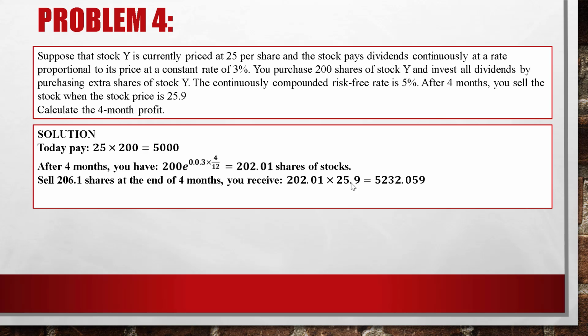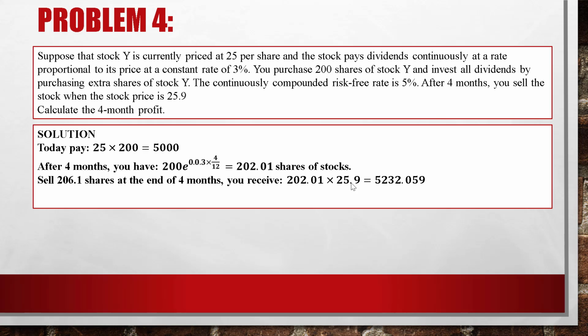So now let's look at the whole picture. Today you pay 5,000. So 5,000 should be a negative number. And 4 months later, we receive 5,232.059. That should be a positive number. And these two numbers are at different time frames. 5,000 is today. 5,232.059 is 4 months later.